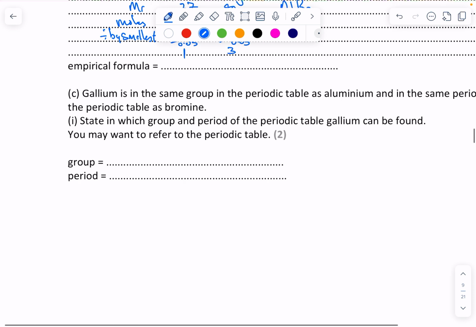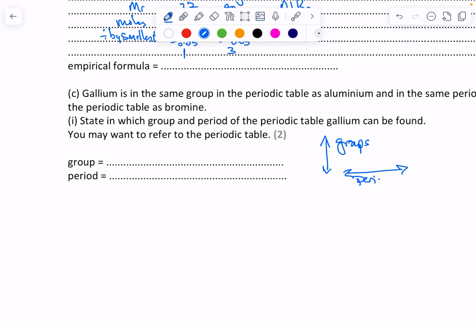Okay, next one. Gallium is in the same group as aluminium and the same period as bromine. So remember, in the periodic table, when we talk about groups, we are talking about moving up and down. And when we talk about periods, we're talking about moving across the periodic table. So if we use this information, aluminium is in group 3, so gallium must be in group 3, and the same period as bromine. Bromine is in the 4th row going across, so it's the 4th period. So that must be 4 as well. 1 mark for each bit.